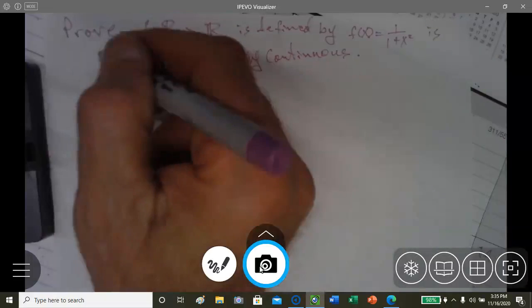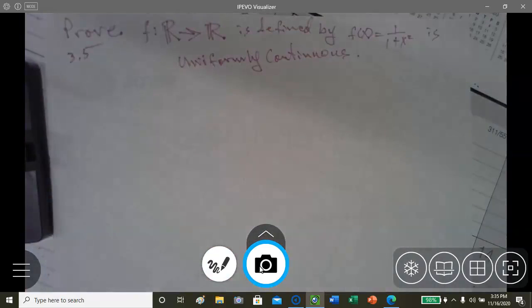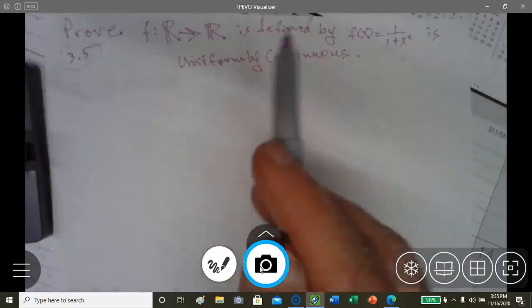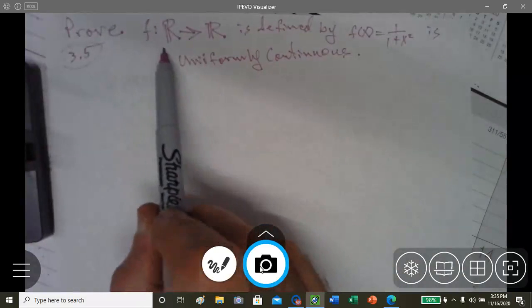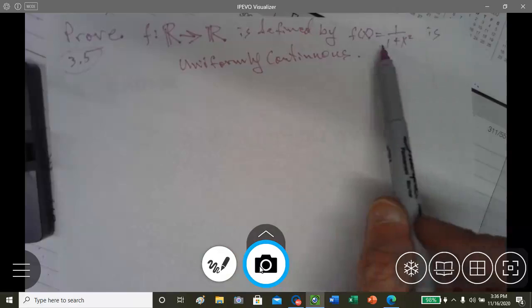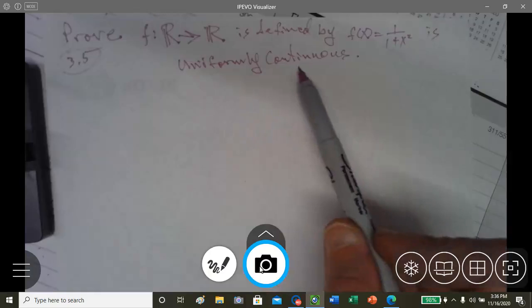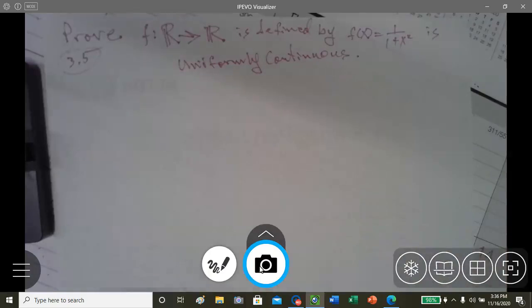On with lesson 3.5, and we're proving that this function, defined on all real numbers by f of x equal to 1 over 1 plus x squared, is uniformly continuous.